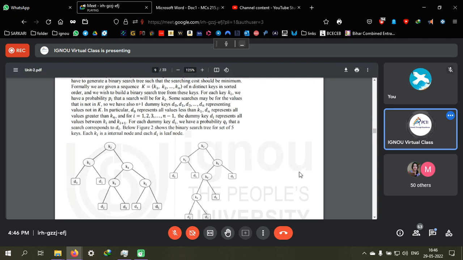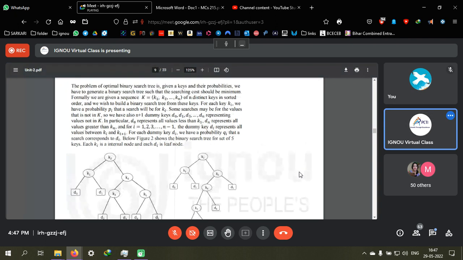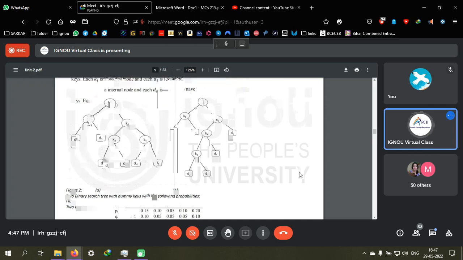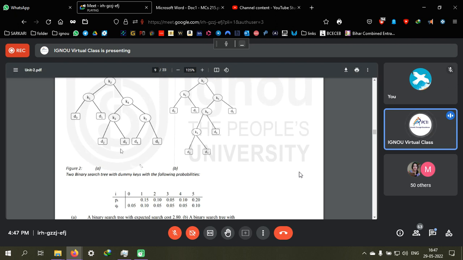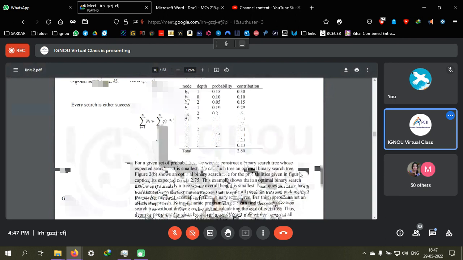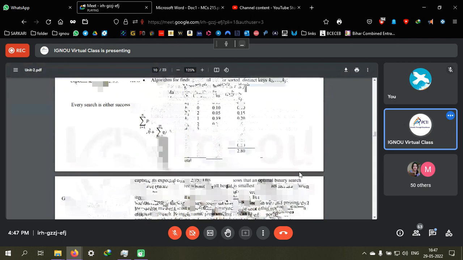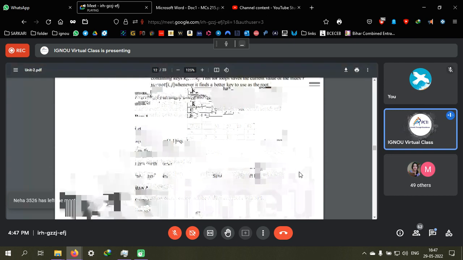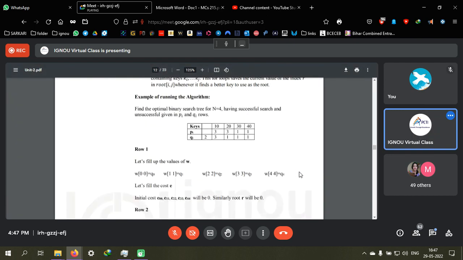So here is a binary search tree where we have the child element as a search key and the other element as roots. And we write this in a tabular form. We have to use a dynamic programming approach, and using this approach, we have to find the optimal binary search tree. So we have to find the optimal binary search tree for n equals 4. We have 4 keys here, having successful search and unsuccessful search.